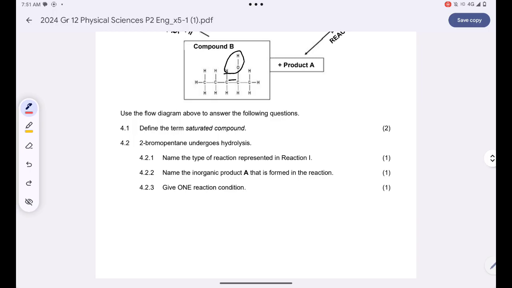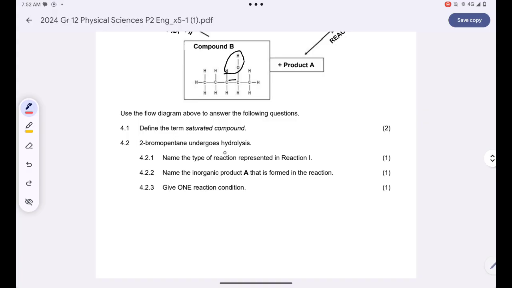First question: define the term saturated compound. Saturated compounds, guys, are organic compounds that have single bonds between adjacent carbons. Organic compounds that have single bonds between adjacent carbons.